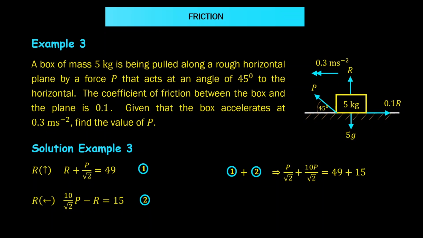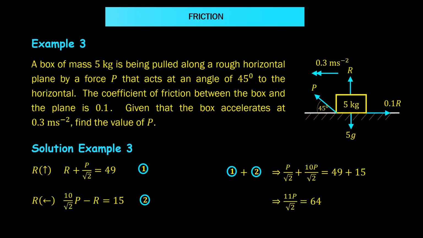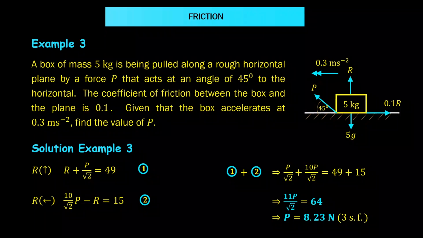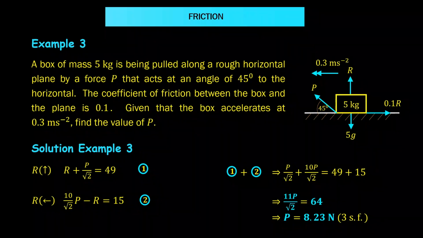So adding the two equations as shown gives us 11P over root 2 equals 64. And this will now allow us to solve for P. So P equals 8.23 newtons to 3 significant figures.